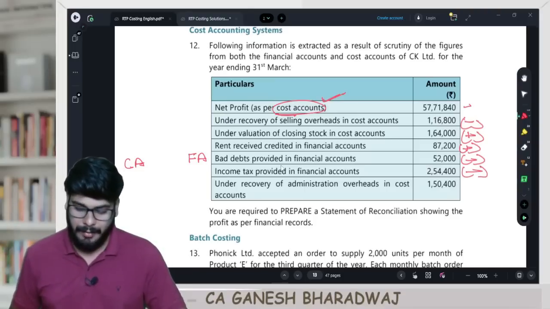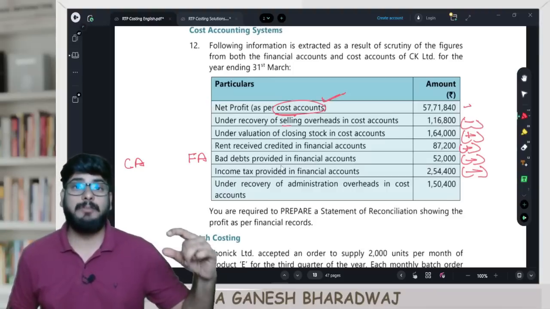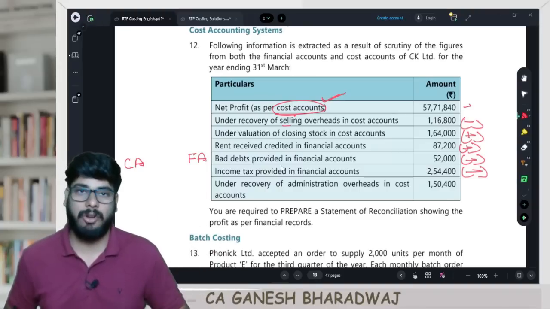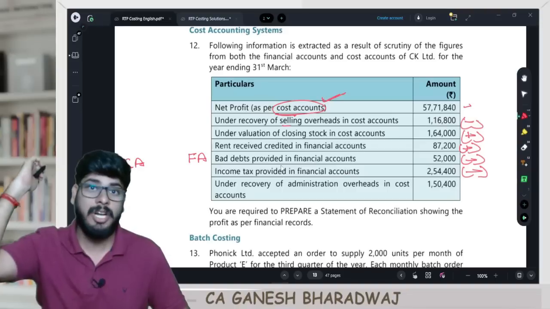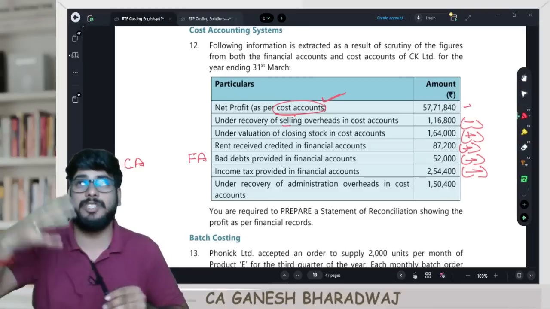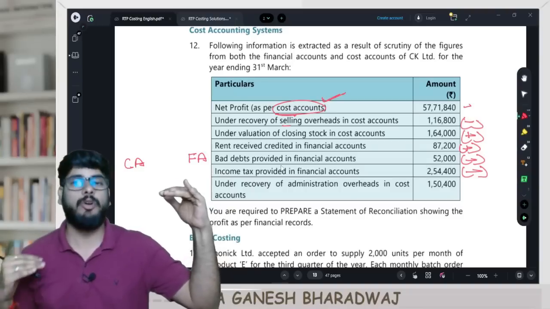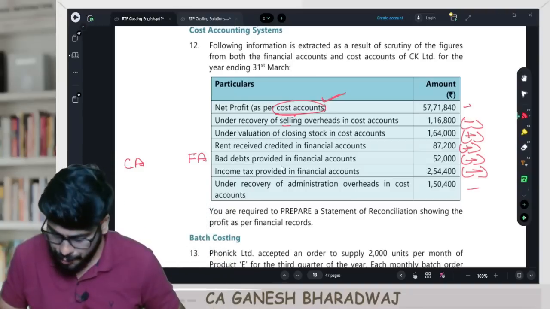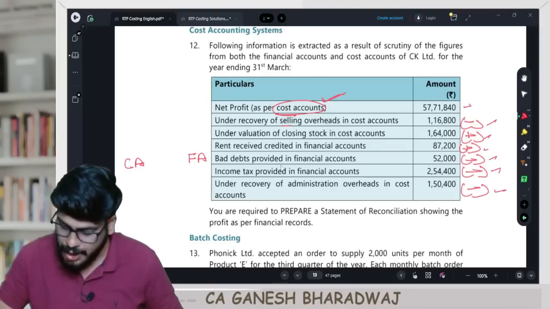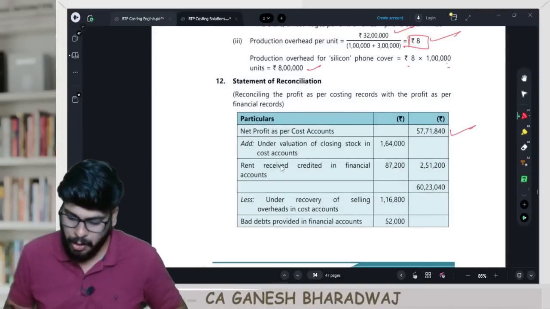Next, under recovery of admin overheads in cost accounts. This is similar to under recovery of selling overheads. So your absorbed overheads is actually less in cost accounts. That is, as of now, you have only debited less in cost accounts, but actual overheads is much more, which means the debit is more in your financial accounts. The debit is more in financial accounts means what? Your financial profit is lesser as compared to the costing profit. So from costing profit, if you want to reach your financial profit, this item needs to be subtracted. Are you clear with this? As simple as that. So there are 4 deletions and 2 additions, and that's about your reconciliation statement. Now look at this. Net profit as per cost accounts, right?